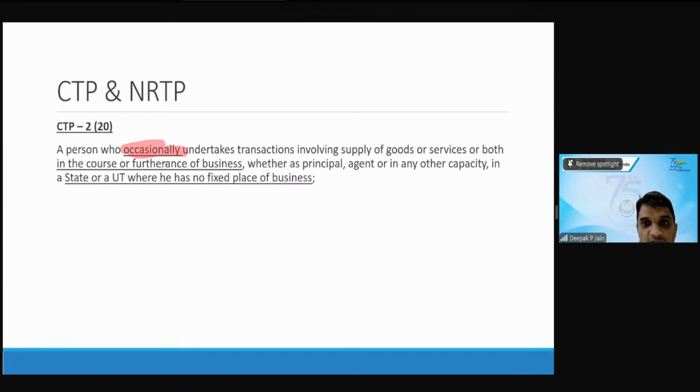Where he is doing it in the course or furtherance of business, whether as a principal, agent or in any other capacity, in a state or a union territory where he has no fixed place of business. That is, he will do it in a state or a union territory where he is not having a fixed place of business. There, if he wants to register, he will do a casual taxable person registration.